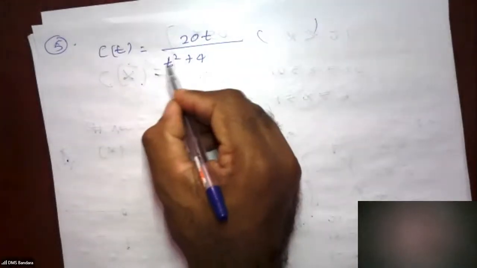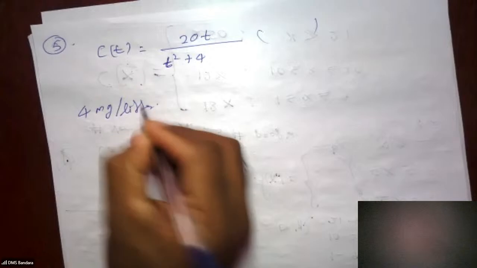This is the drug level at time t, right? The minimum level they give is 4 milligrams per liter. Determine when this level exceeds the minimum of 4, and at which time it becomes lower. Exceeding the minimum means above this minimum.